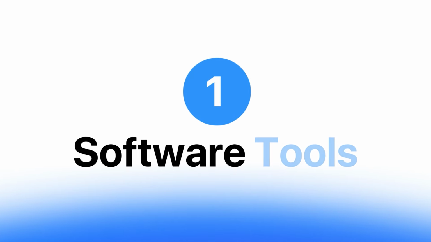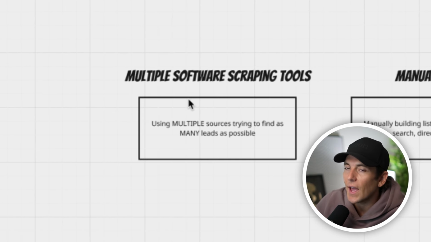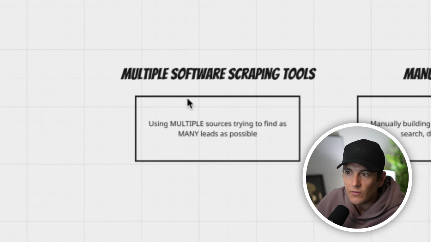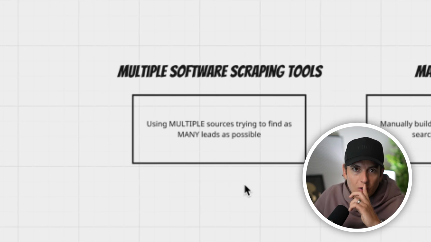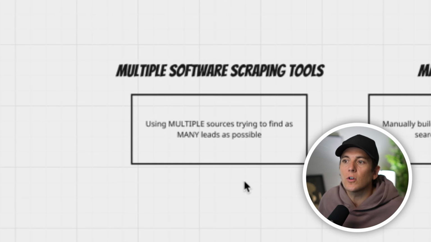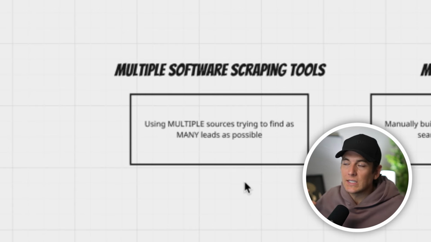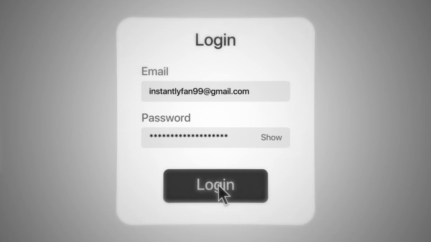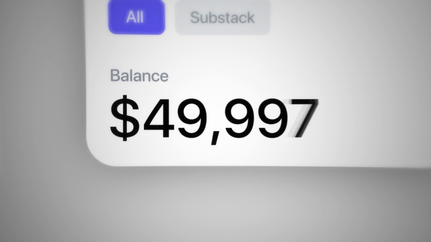So first things first is we use software tools. The problem is that there's dozens of software tools that have their unique lists and their unique features. And what we would have to do in order to get as many leads as possible is use a ton of different softwares to scrape. And the problem with this is it is a recipe for disorganization because you have all these different logins, all these different tools, and it's going to be super expensive because you have all these different subscriptions that you have to pay for, costing you thousands of dollars a year, if not per month.